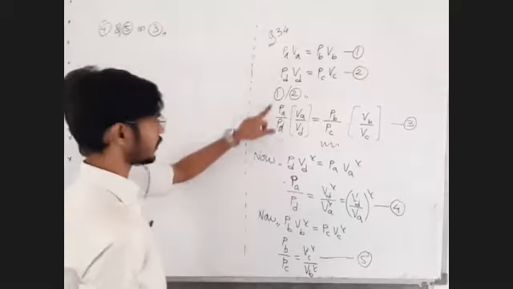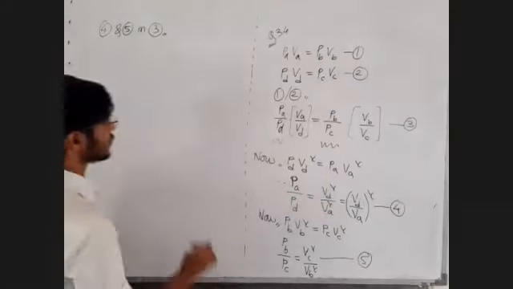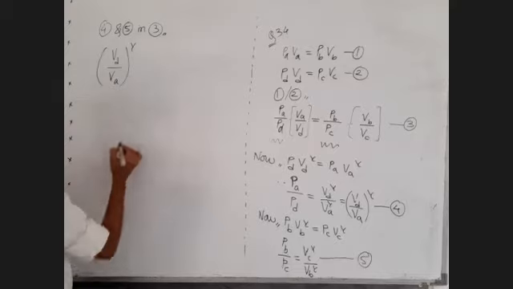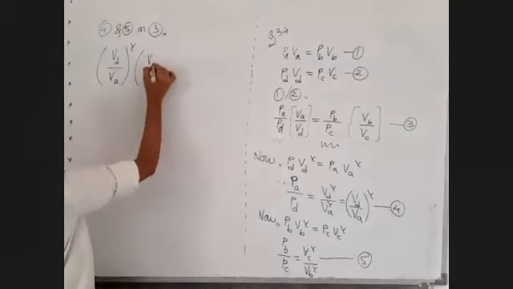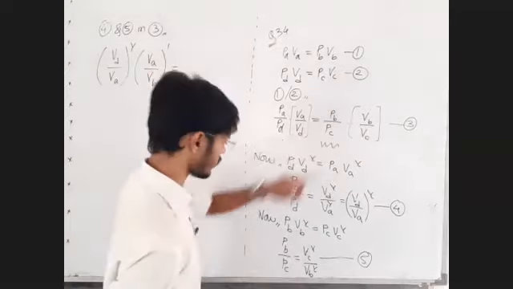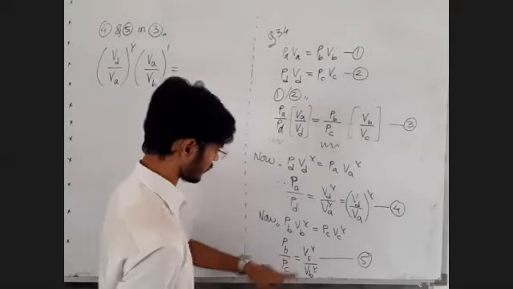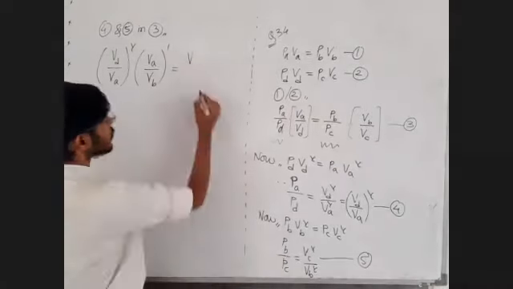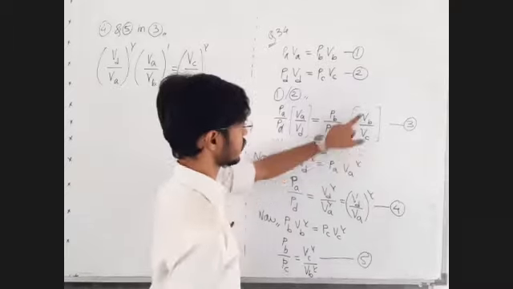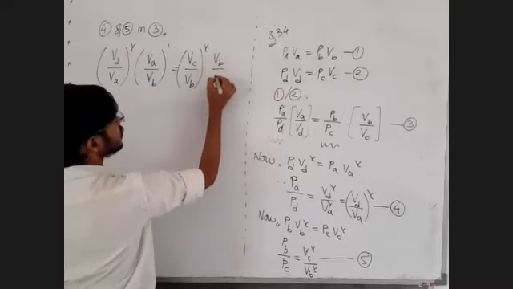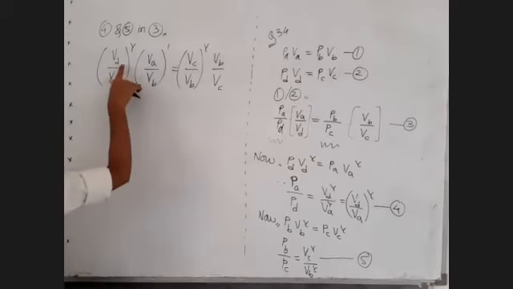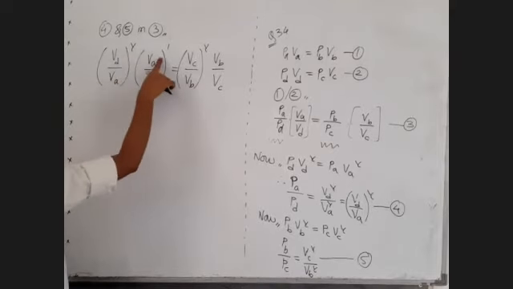PA upon PD is VD upon VA raised to gamma, multiplied by VA upon VB raised to 1, is equal to PB upon PC. What is PB upon PC? It is VC upon VB raised to gamma, into VB upon VC. All right, sir. Now here we have VD upon VA, and here we have VA upon VB.